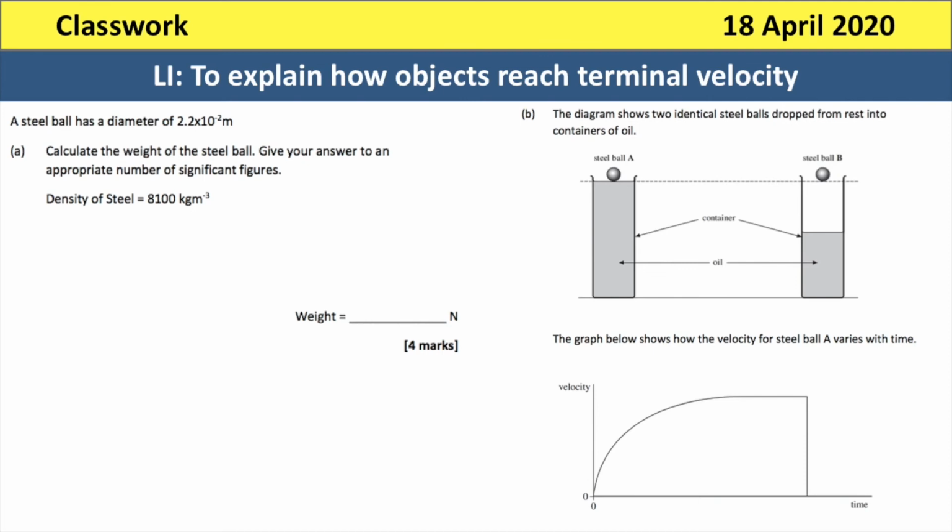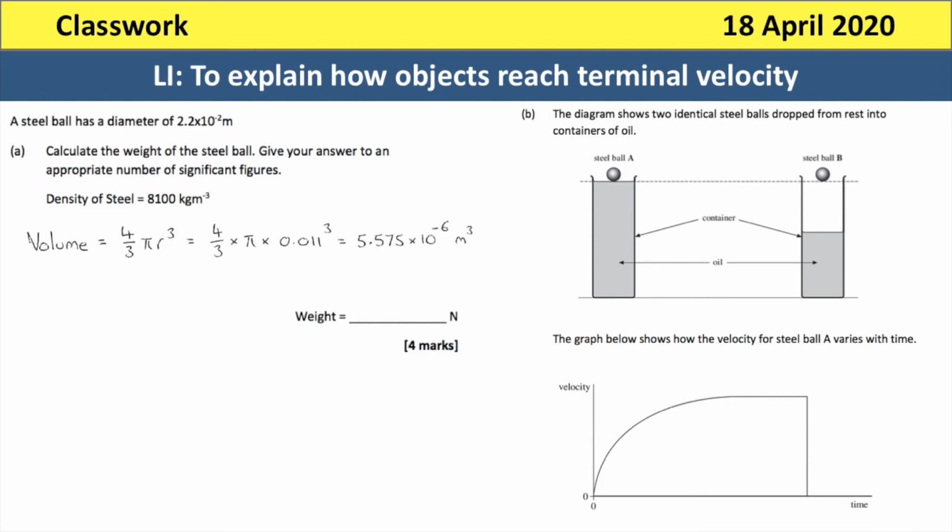Now, to do this, we know that a ball is going to be spherical in shape, and so we can use the equation on the formula sheet for working out the volume of a sphere, which is 4/3 pi r cubed. When we substitute in the values for this ball, the radius of the ball is going to be 1.1 times 10 to the minus 2, because obviously radius is half of the diameter, and so that means that the volume should come out as 5.575 times 10 to the minus 6 metres cubed.